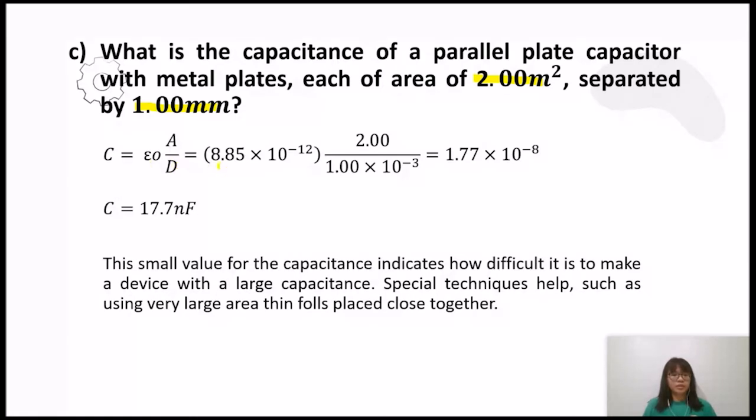Epsilon naught is 8.85 times 10 to the power of negative 12, A is 2 meters squared, and the distance between the plates is 1 times 10 to the power of negative 3. We get the capacitance of the parallel plate capacitor as 17.7 nanofarad. This small value indicates how difficult it is to make a device with a large capacitance. Special techniques help, such as using very large area, thin foil plates close together.